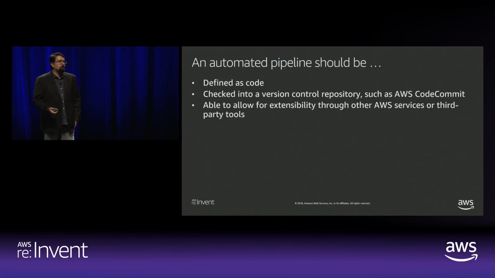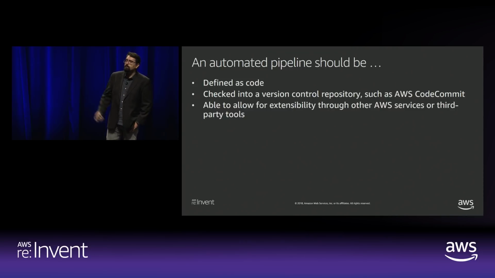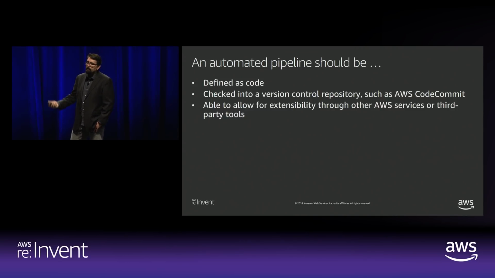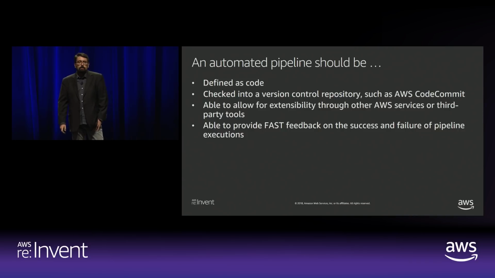We want it to be extensible. We know that each of you is going to have some kind of application that's going to have some unique testing capability. If this were a containers environment, we'd want you running your images through something like Twistlock to scan the images for security. We want you to go through unit testing, UI testing, Selenium testing, things like that. So we want it to be extensible so that you can use the tools and services you need to meet your requirements. Being able to call out to other AWS services is important, but also being able to call out to third-party tools is important as well.